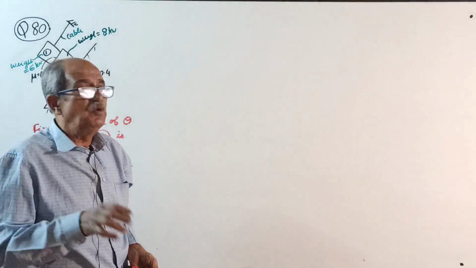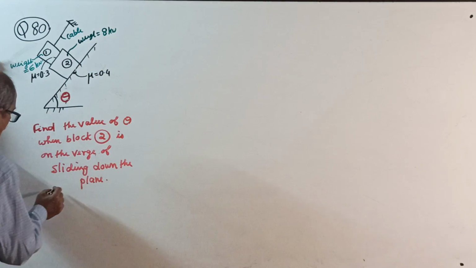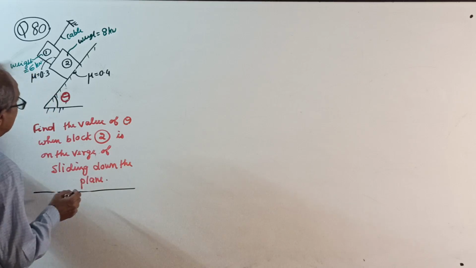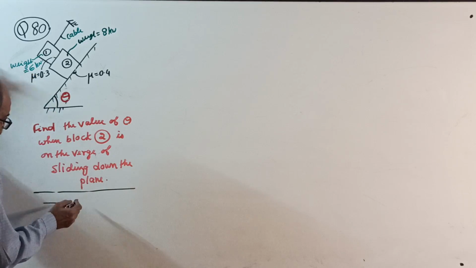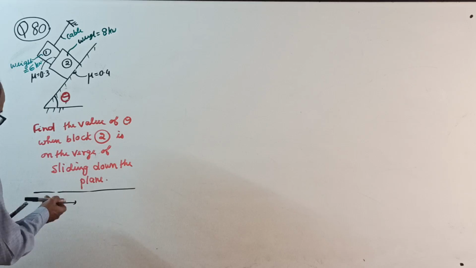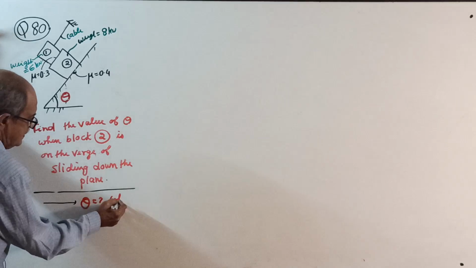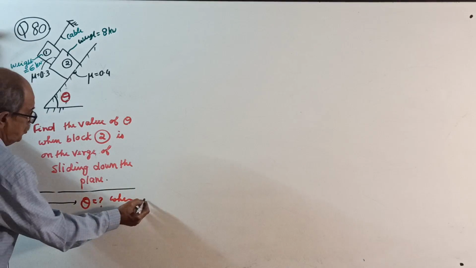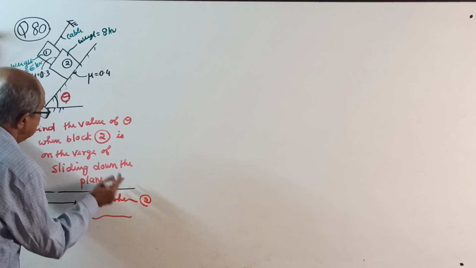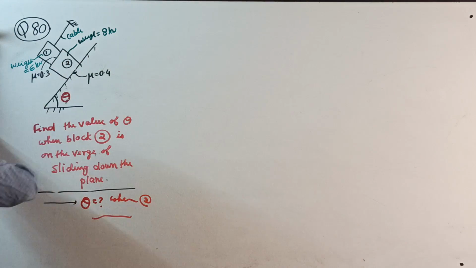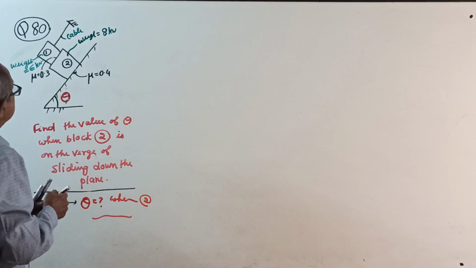So finally write a note here. Therefore, you write all the statements here, then write: finally, you have to find the value of theta when block B2 is on the verge of slipping down. Okay, this much statement I wrote.